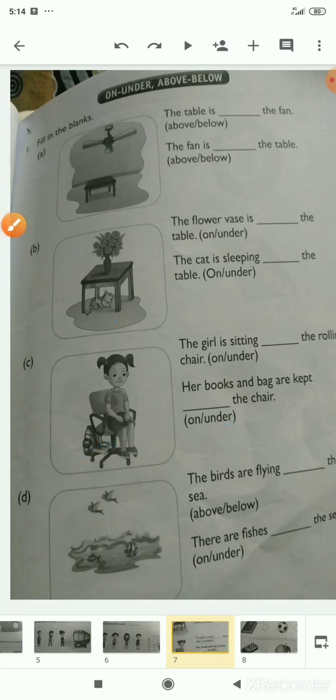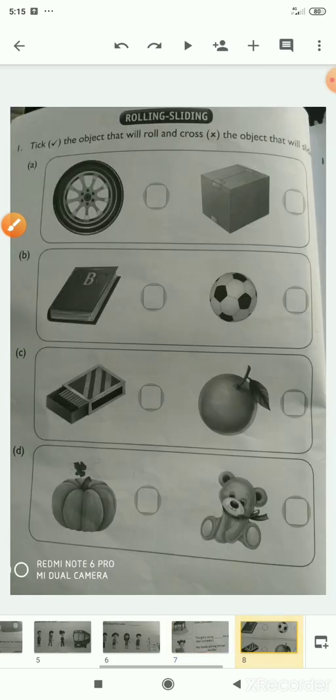Now in the next question we have to talk about birds and fishes. So where are the birds flying and where are the fishes? The birds are flying above the sea. Above the sea. And where are the fishes? The fishes are on the sea. Now come to the next.